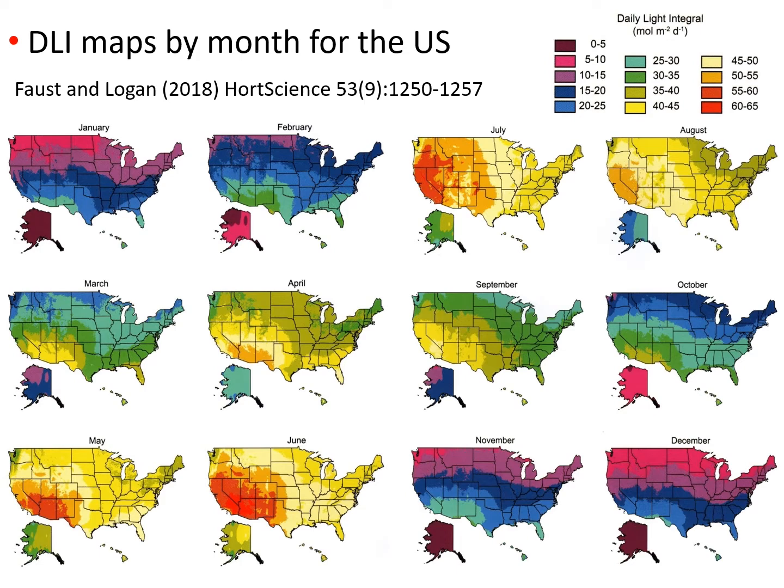You see the results of their work in this slide, and these images can be used to assess how much light, on average, a particular location receives throughout the year. This information can then be used to determine, again on average, how much supplemental lighting is needed to grow specific crops at a particular location.